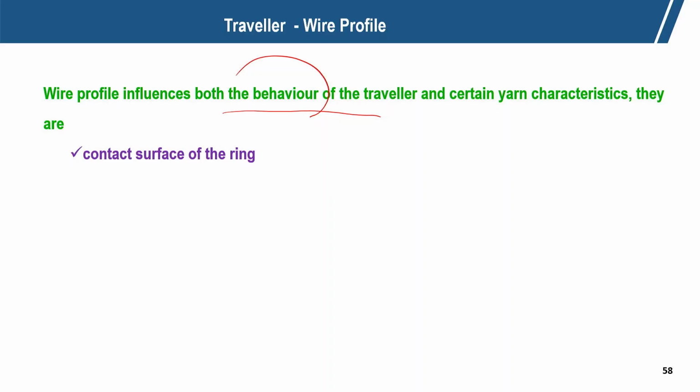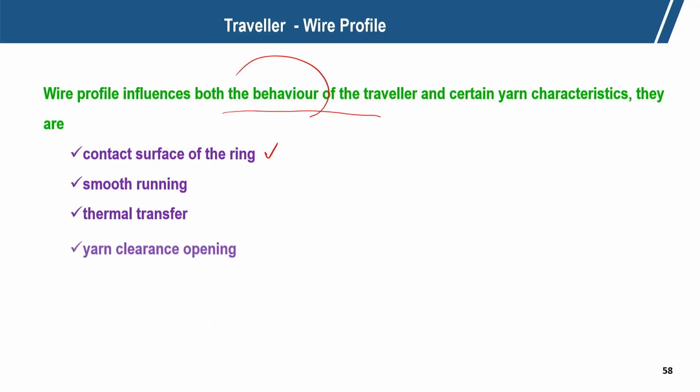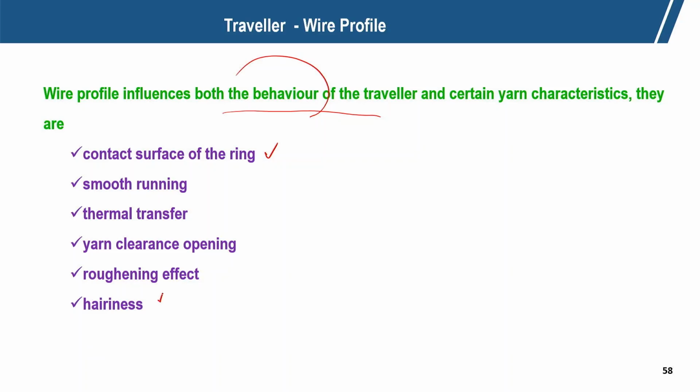So, contact surface of the ring. Higher contact surface means higher heat flow, quicker heat flow, smooth running, and better thermal transmission. Yarn clearance, roughening effect will be there if the wear profile is not correctly selected, and hairiness generation will be there. So, that will create the hairiness.